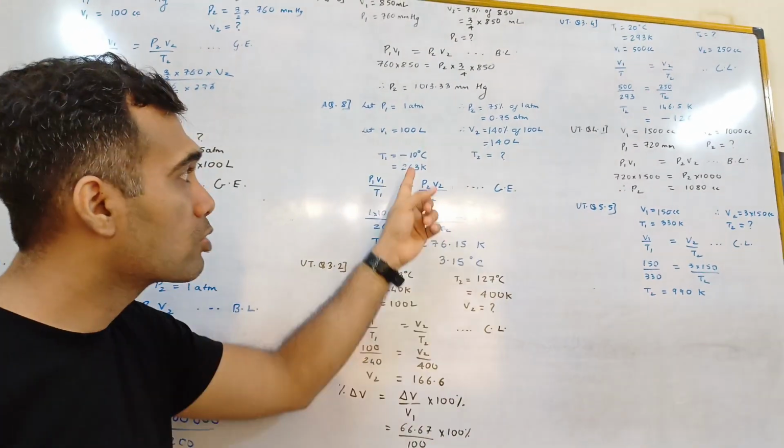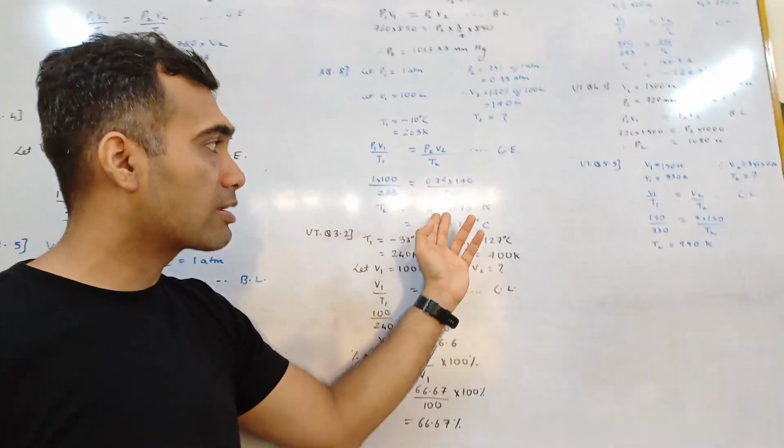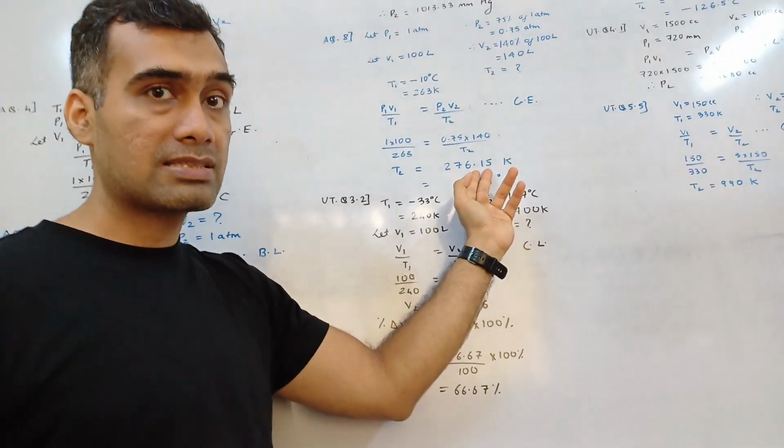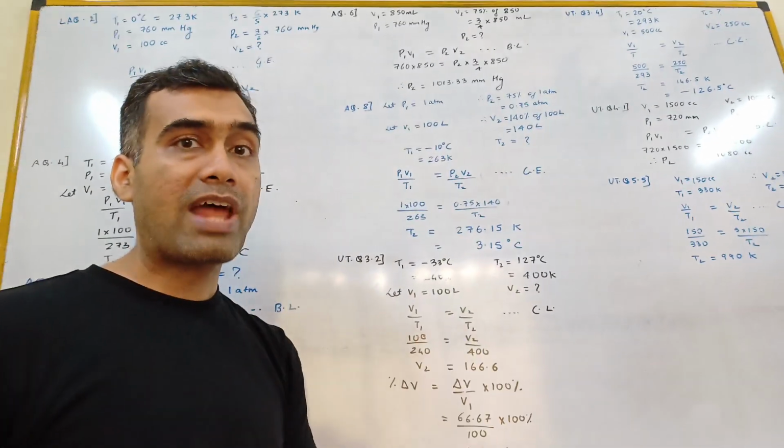Don't forget to convert it to Kelvin before substituting. Use the gas equation again, cross multiply, you'll get the answer in Kelvin, but don't leave it like this. Convert it into degrees Celsius. How do we convert Kelvin to degrees Celsius? Subtract 273.